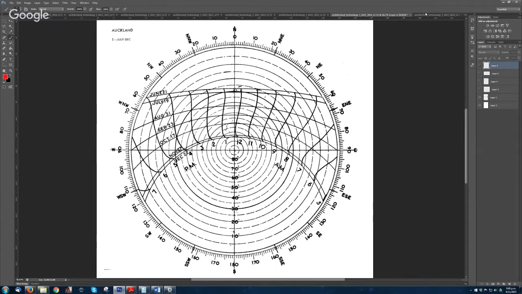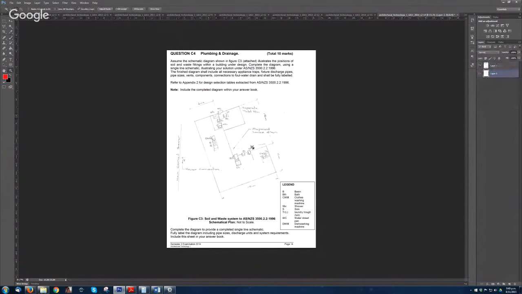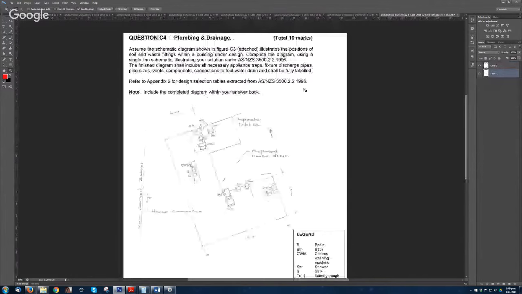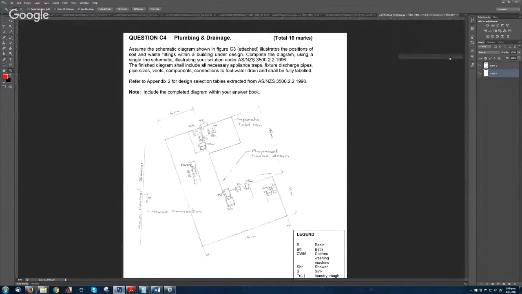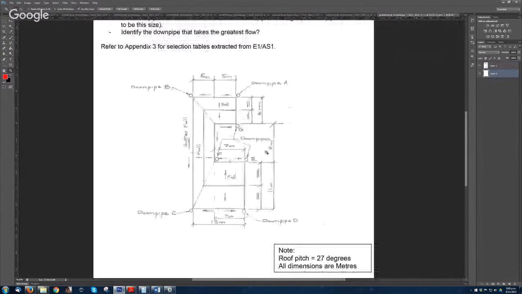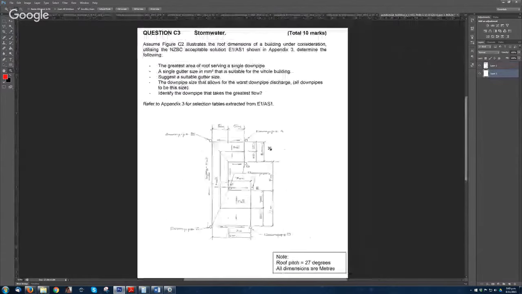Okay, what's next? Oh, plumbing. Is it plumbing or? Oh, I missed the roof. Maybe stormwater. Yeah, stormwater here. So the greatest area of roof serving a single downpipe.